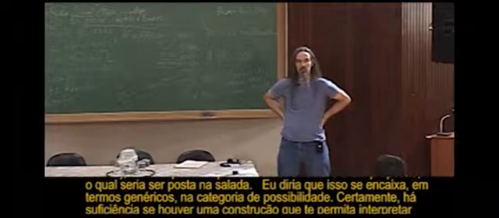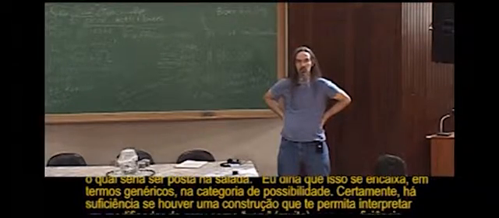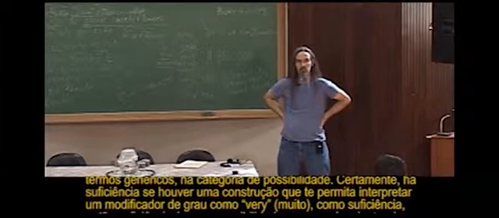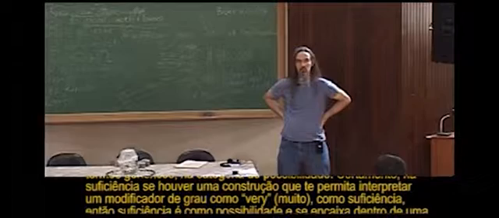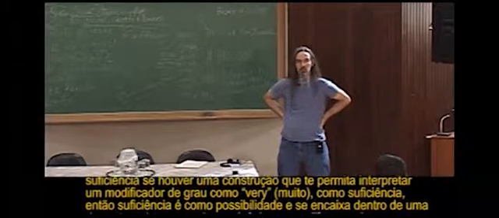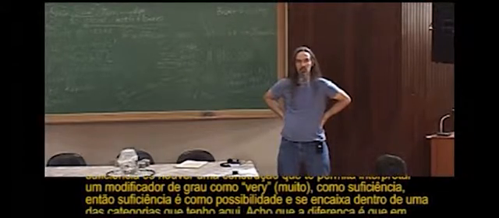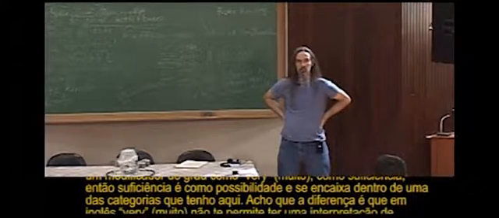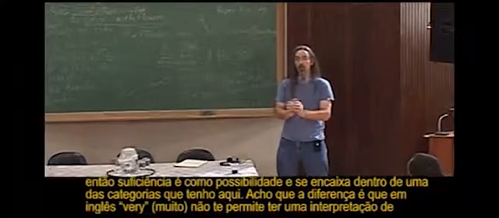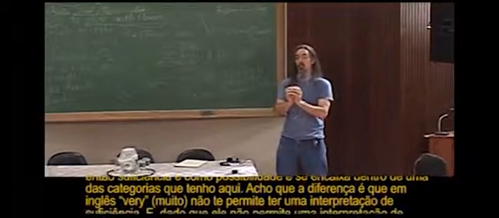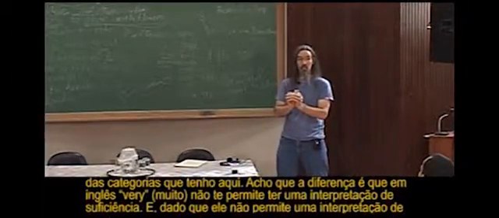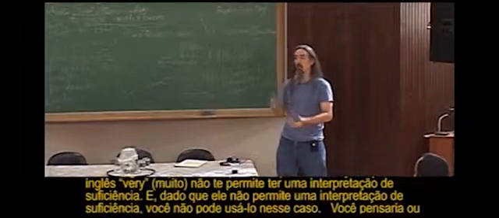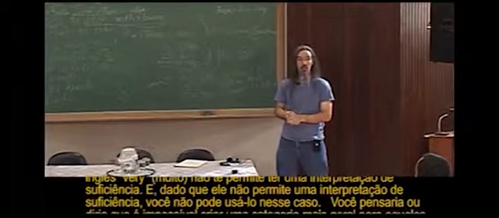So certainly sufficiency, if there is a construction that allows you to interpret a degree modifier like very as a sufficiency, then sufficiency is about enablement, and it does fit into one of the categories that I have here. I think the difference is that in English, very does not allow you to have a sufficiency interpretation. And given that it doesn't allow sufficiency interpretation, you cannot use it in this case.